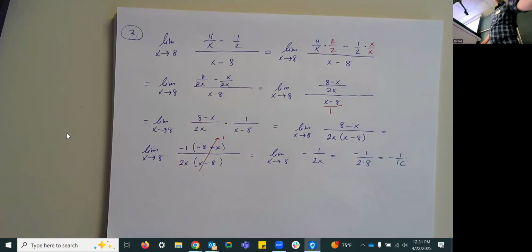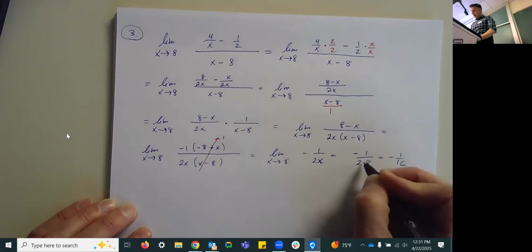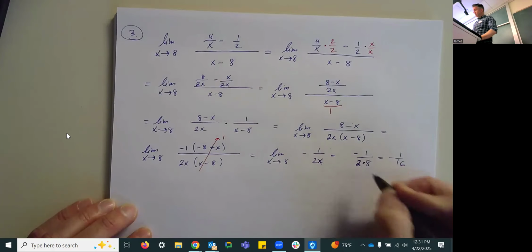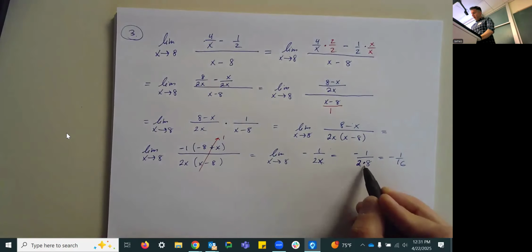All right. So, yes. Not 2.8, 2 times 8. That's a 2 multiplied by, I substituted in for x a value of 8. Sometimes we use a dot to represent multiplication, but right, it's not down here, it's in the middle.